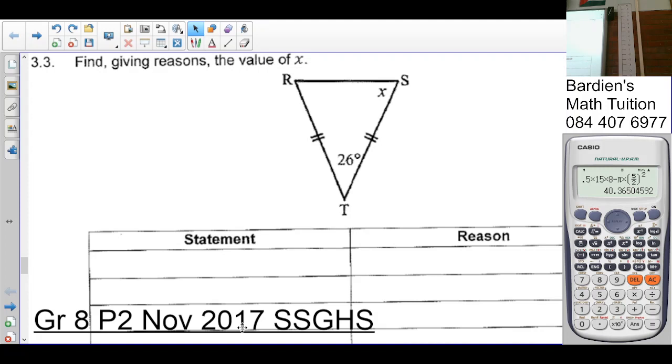Do it on the answer book, so that the examiner can see it. Sometimes we mark your diagram, that the angles are right on the diagram. Maybe you don't know how to label it properly, and then we give you the mark.